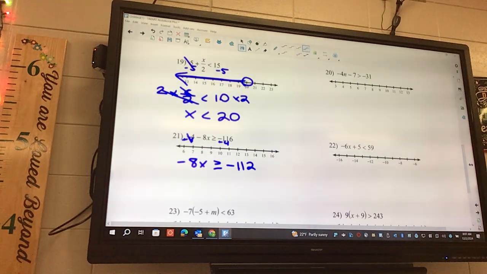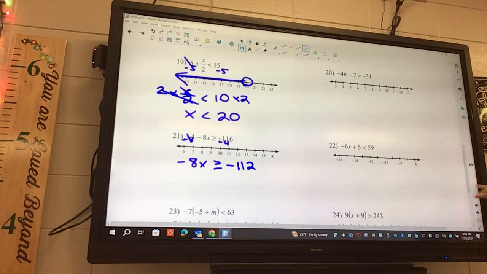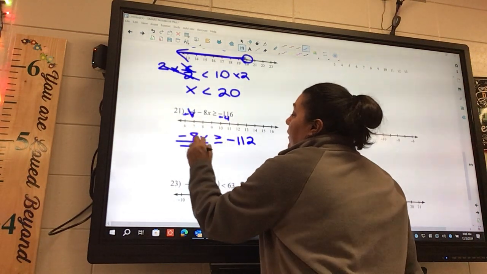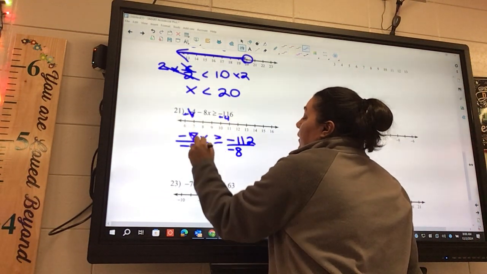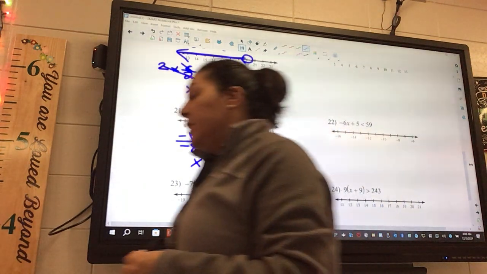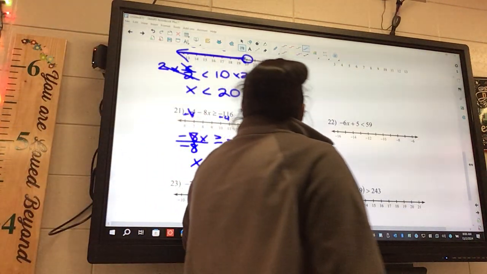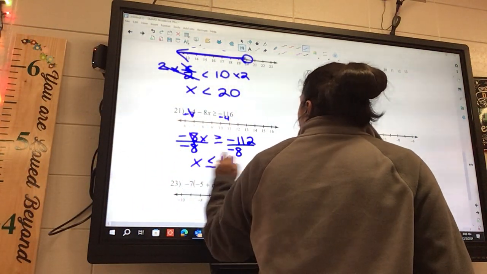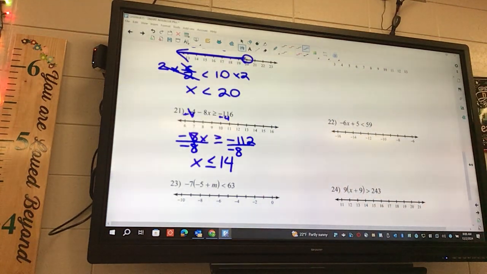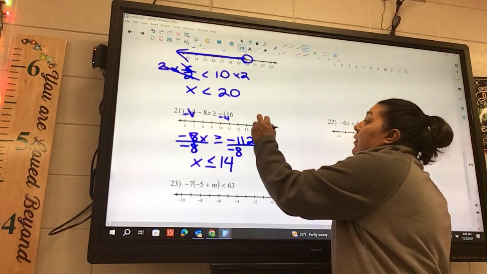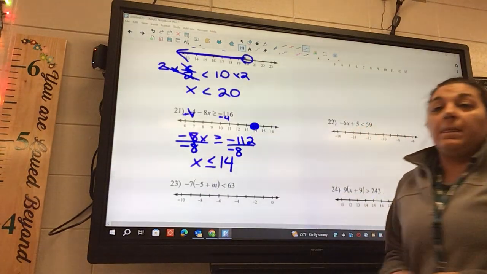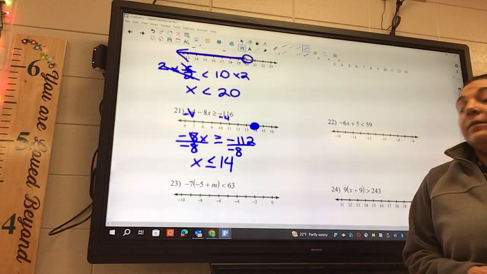And then how do I break up that couple? Divide by negative 8. What is negative 112 divided by negative 8? 14. Do we need to flip our sign? Yes. What did we divide by? Negative 8. Should that be open or closed? Closed. Going which way? To the left.